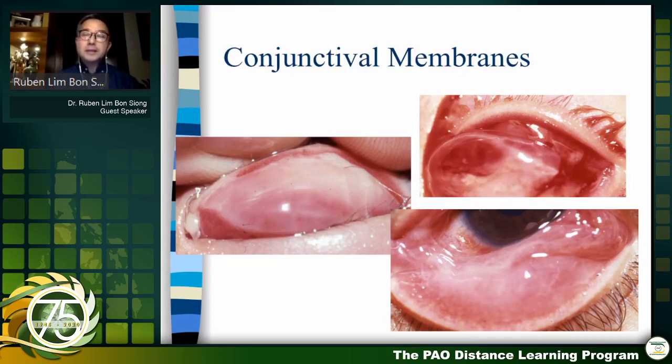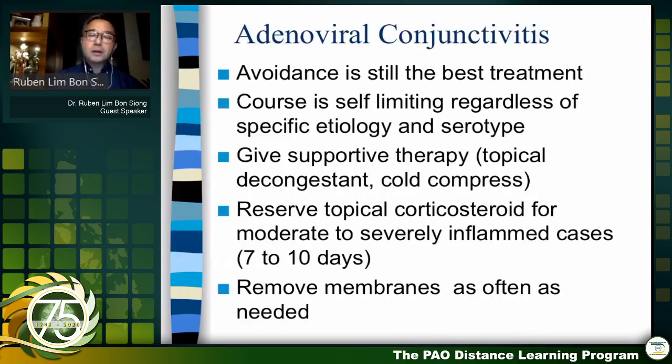And you can get this sign by asking the patient if there's bleeding. If the patient says that when they rub their eyes there's blood, probably you have disrupted conjunctival membranes causing the bleeding. And this is a sign of a more severe case that needs an actual consult. So in the basic treatment, we know that avoidance is still the best treatment.